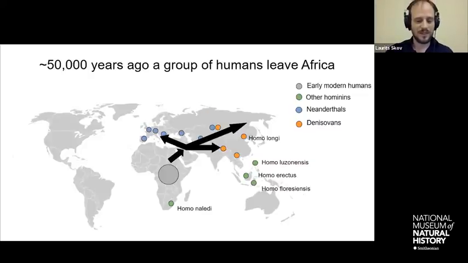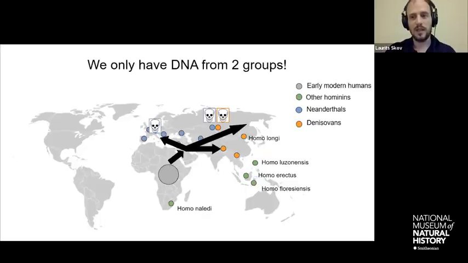So that was the situation 100,000 years ago. But then 50,000 years ago, things start to change. A group of humans from Africa leave Africa and go on to expand into the entire world from there. And that gives rise to everyone with non-African ancestry. As this happens, all other types of humans go extinct, leaving only us today.